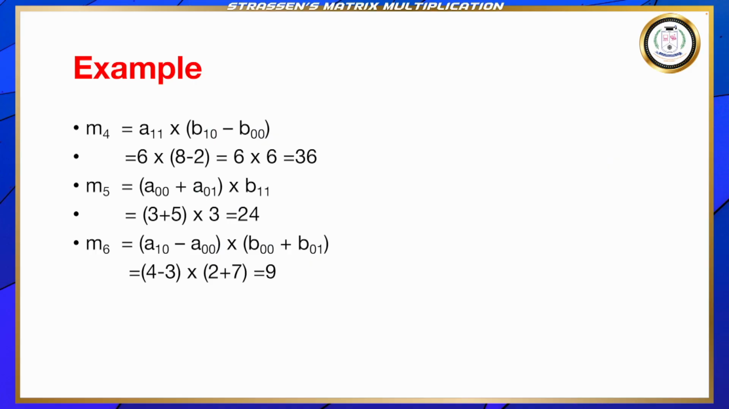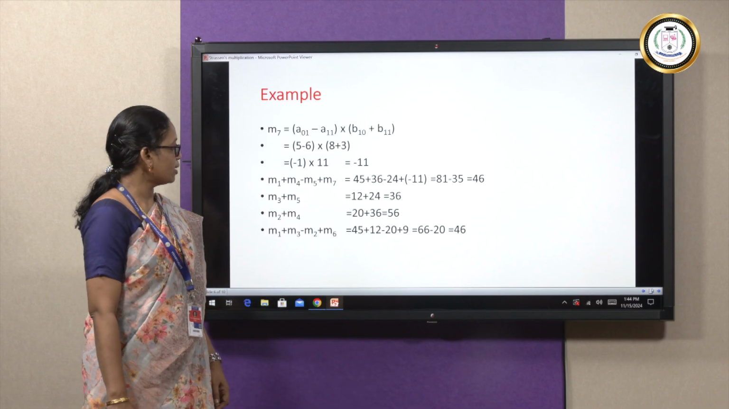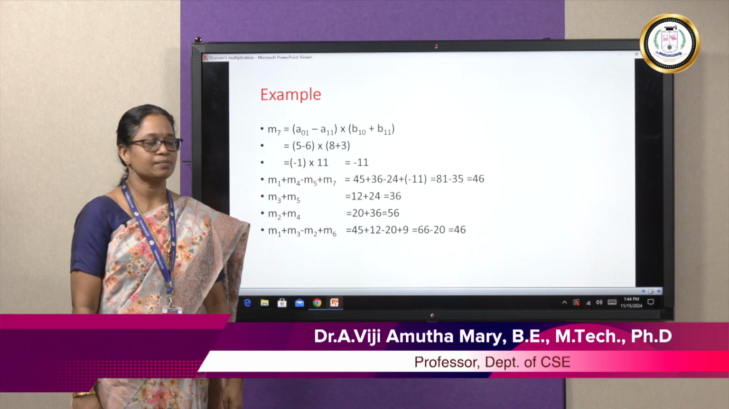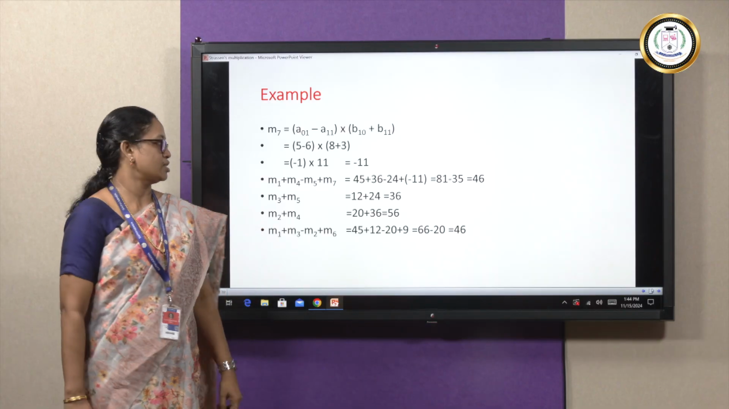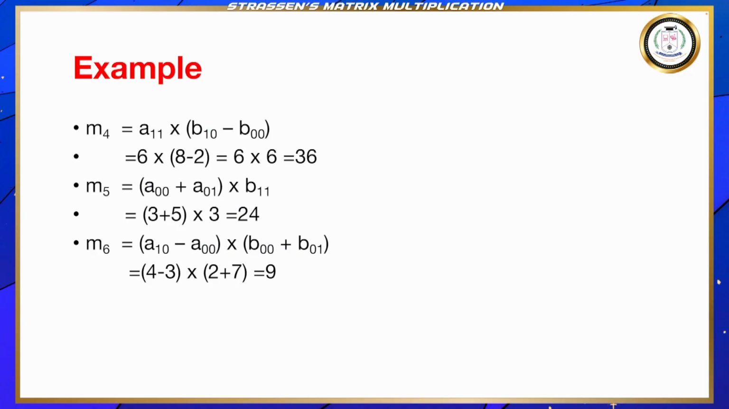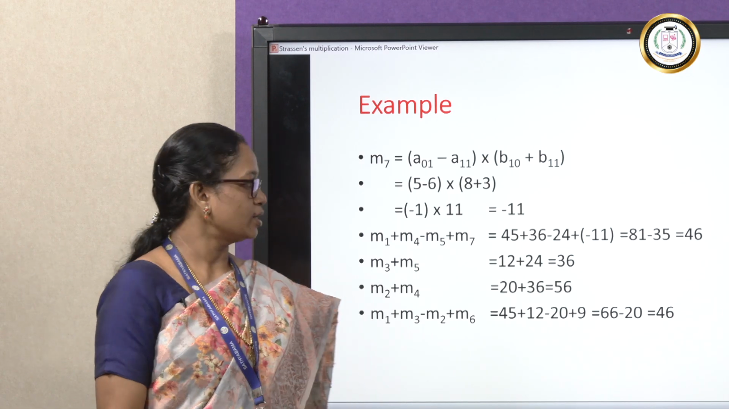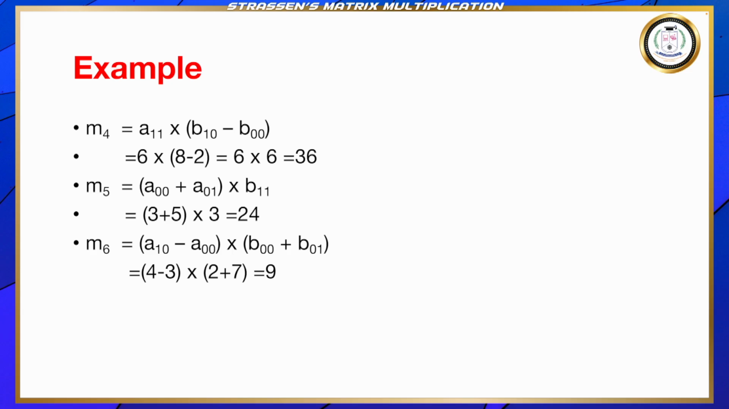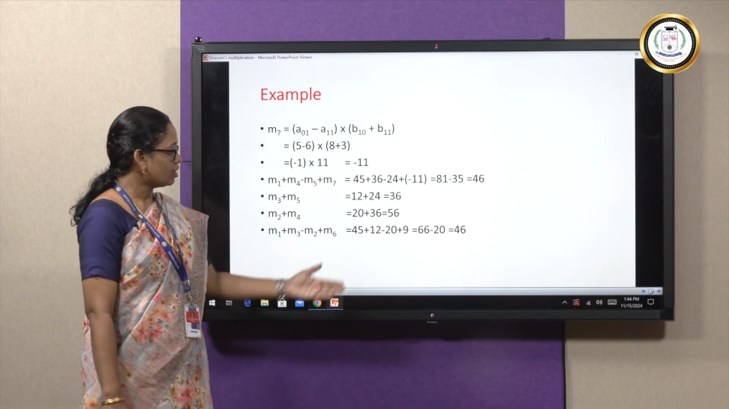Now the next step is to combine the results to form the final matrix C. We combine the results like this: M1 plus M4 minus M5 plus M7. The values are substituted and we get the final value as 46. Then the next combining result is M3 plus M5, which is 12 plus 24, equal to 36. The next result is M2 plus M4, which is 20 plus 36, equal to 56. Then the next result is M1 plus M3 minus M2 plus M6. The final value is 46.